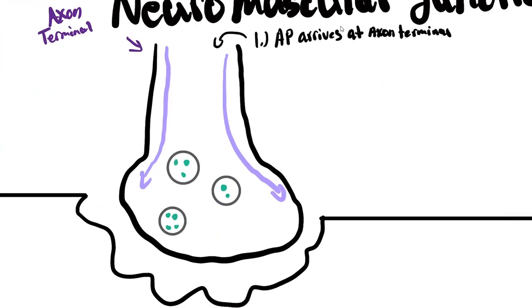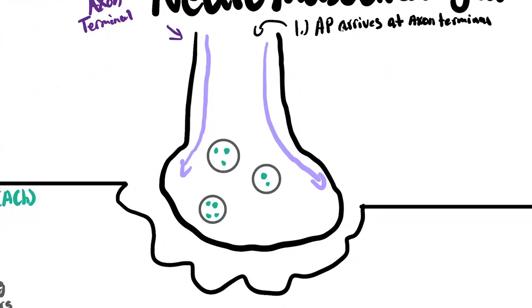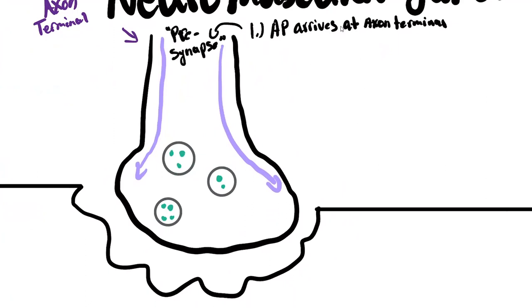So the information, or the action potential, you can also call that information because the information is being transmitted, or the action potential is being transmitted. So this would be pre-synapse, meaning it's in the act of sending information. So this is sending info.